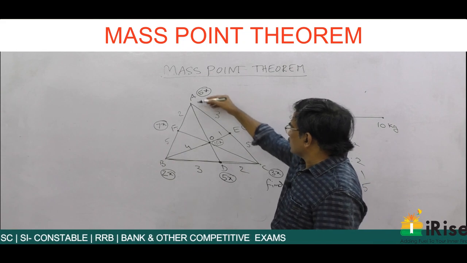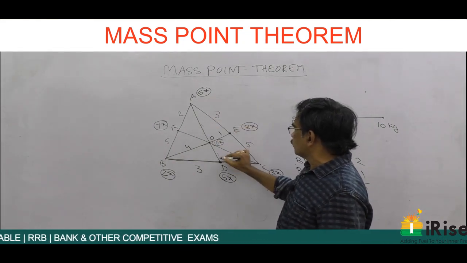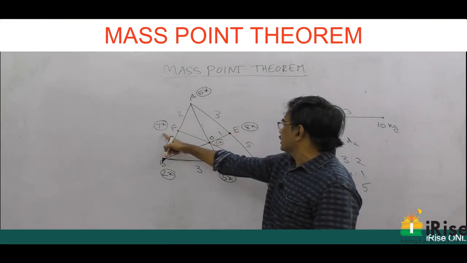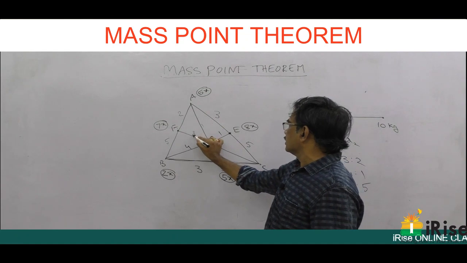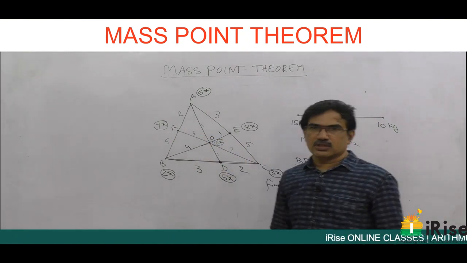Understood? So you can find what is AO is to OD. This is 5x, this is 5x, so it is 1:1. Then what is CO is to OF? This is 7x, this is 3x, therefore this is 3 parts, this is 7 parts. CO is to OF is equal to 7:3.